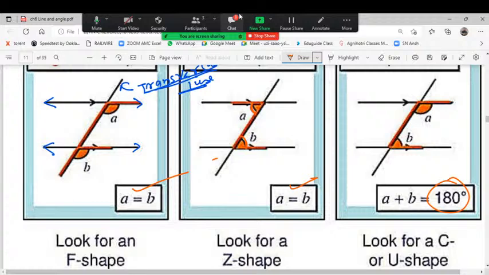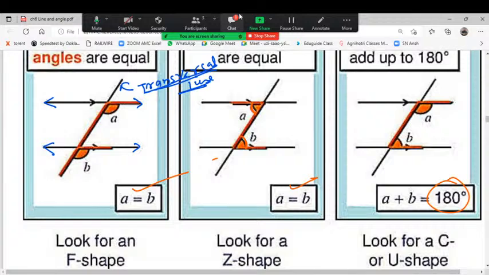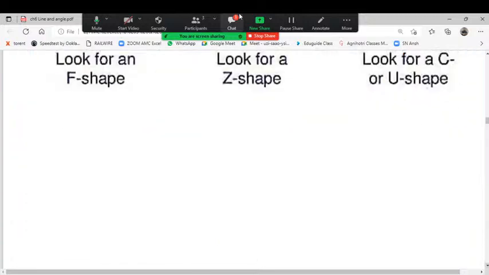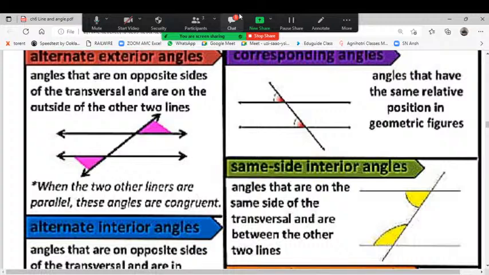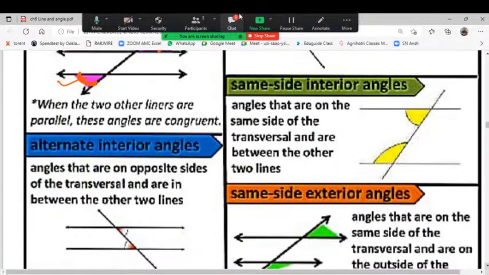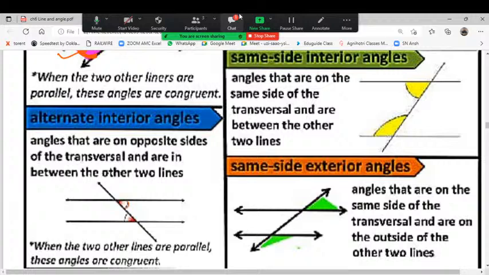So far you have covered what are corresponding angles, what are alternate angles, what are interior angles, what are exterior angles. Now there are some more categories I have just presented. Alternate angles are angles on opposite sides of the transversal. This is a transversal, and these are on opposite sides of the transversal. They are known as alternate exterior angles. They are corresponding angles. Same side interior angles I have already told, and alternate interior angles I have already told.